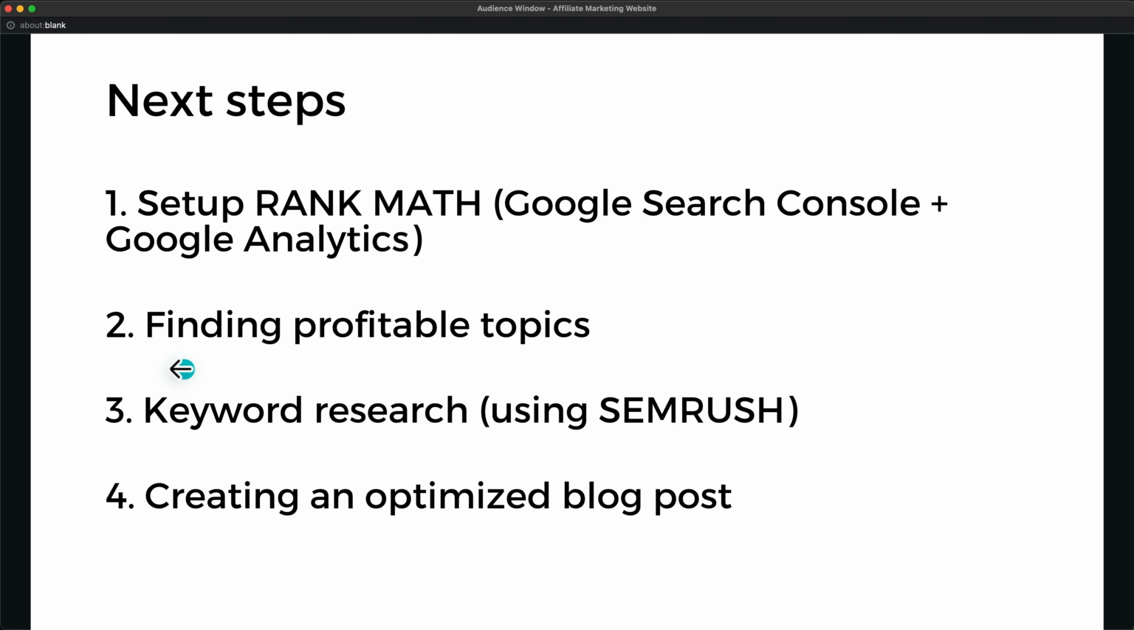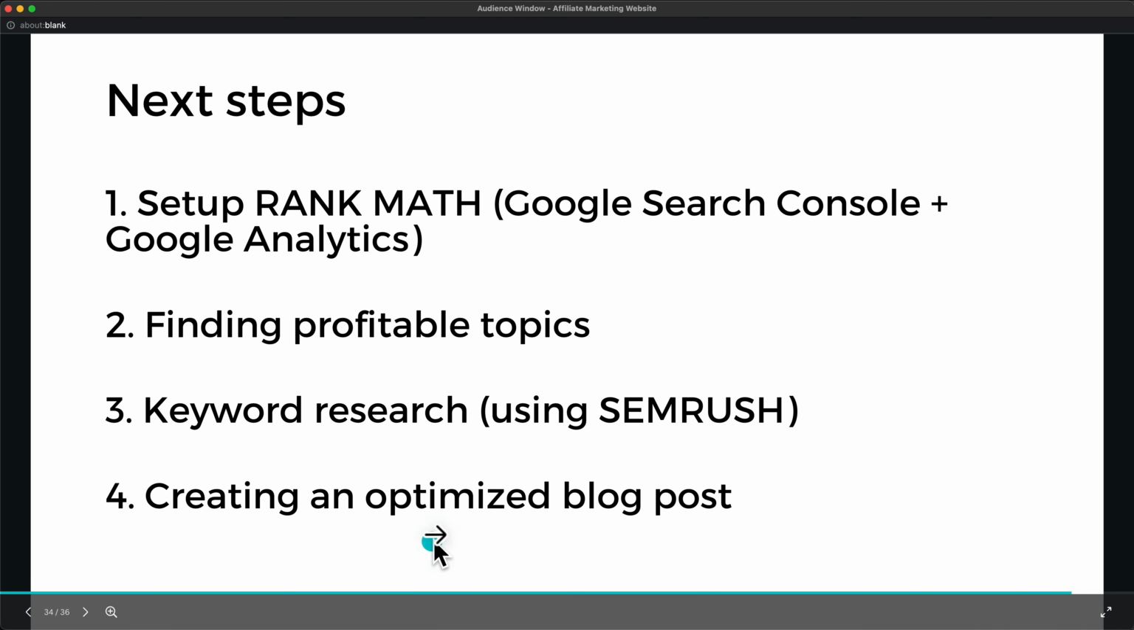Then we're going to spend some time finding profitable topics for our niche. And then we're going to do some keyword research using the tool SEMrush. And then once that's done and we found our keyword that we want to write a blog post for, I'm going to show you how to create an optimized blog post for that specific keyword step by step.